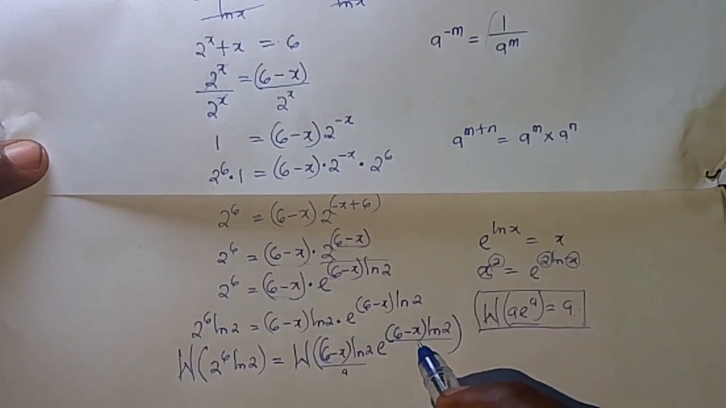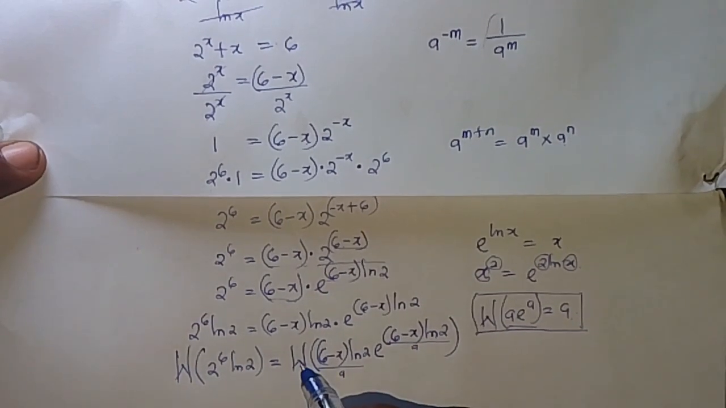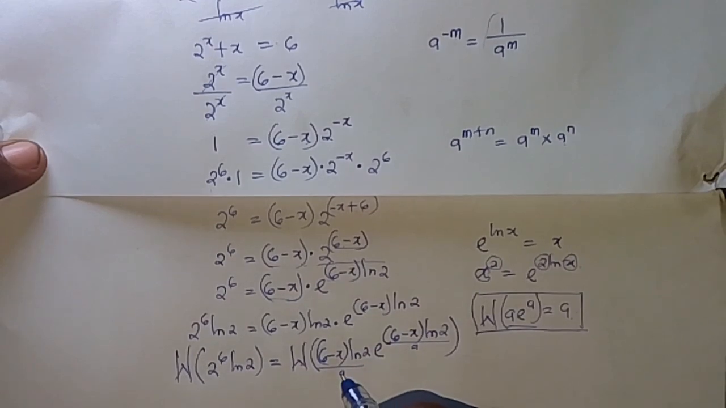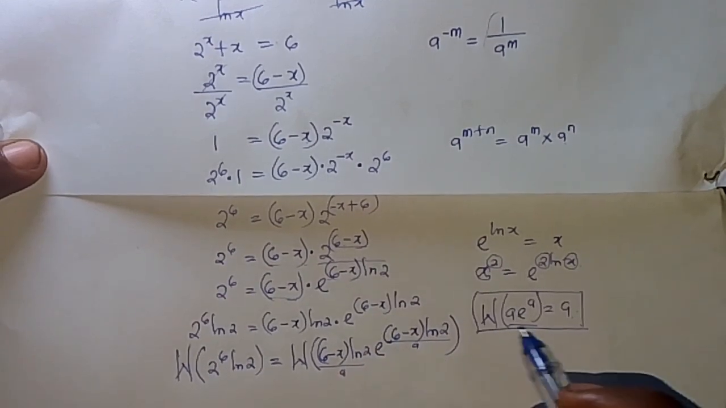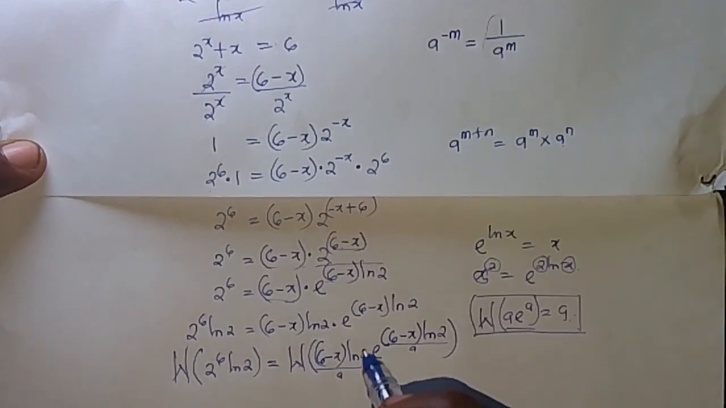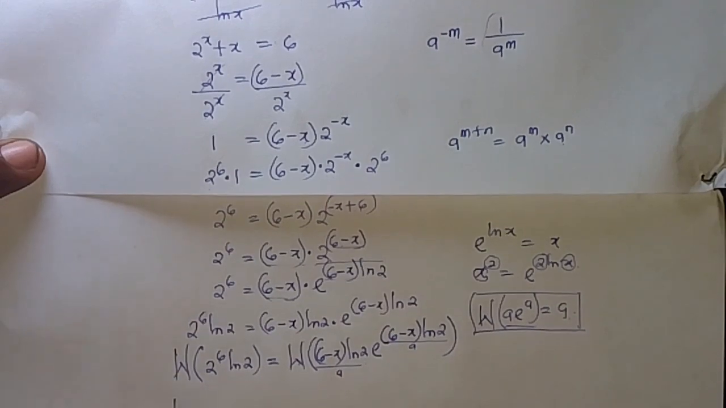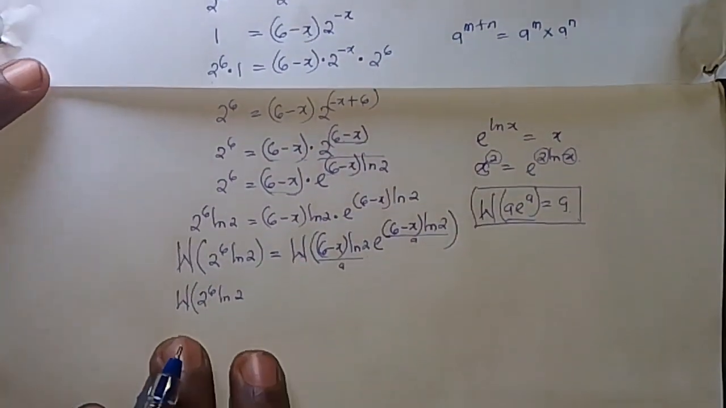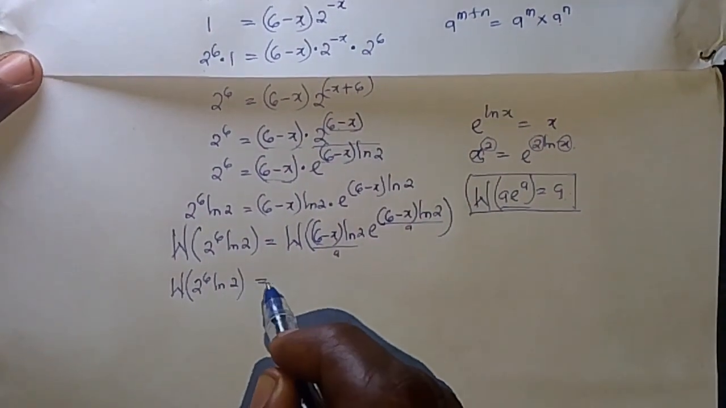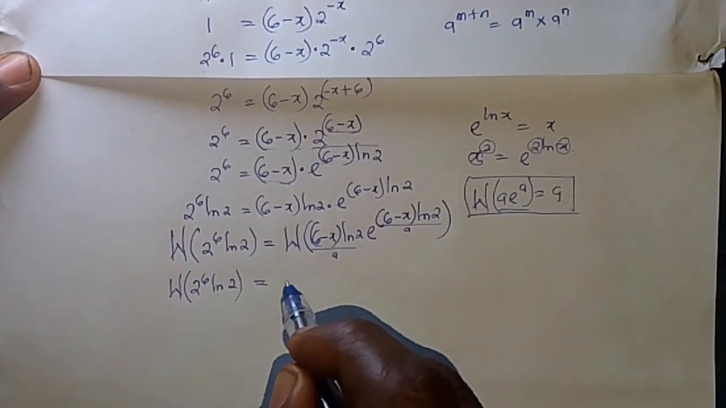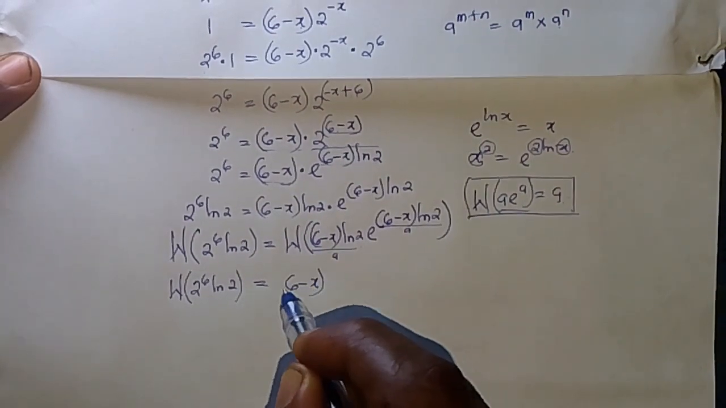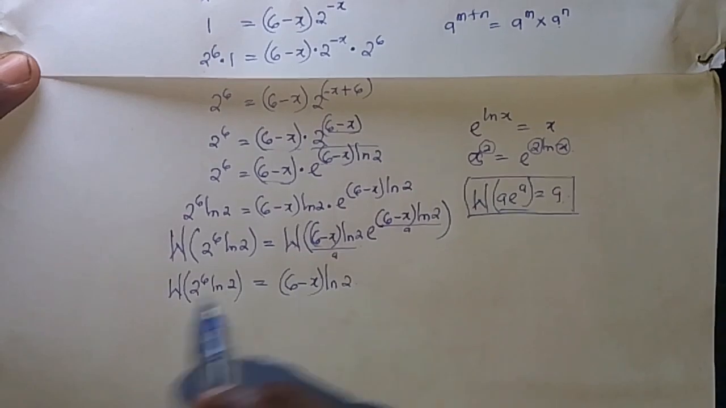We can take this as well to be a. So the Lambert W function of any expression in the form of a multiplied by e to the power of a equals a. And the a here, we are taking a to be 6 minus x multiplied by ln 2. So the whole of this can be written as the Lambert W function of 2 to the power of 6 ln 2 equals a, which is 6 minus x all multiplied by ln 2.